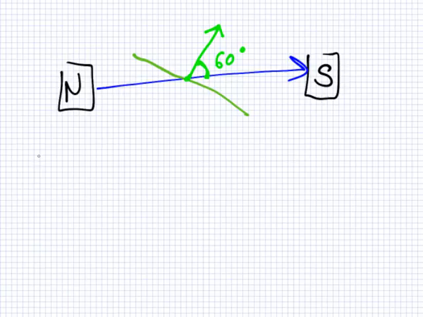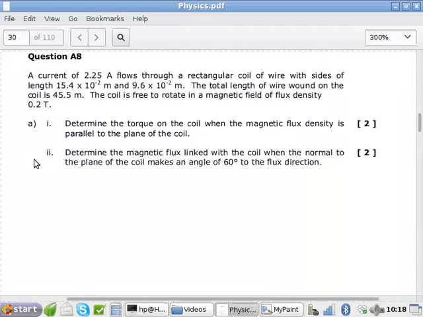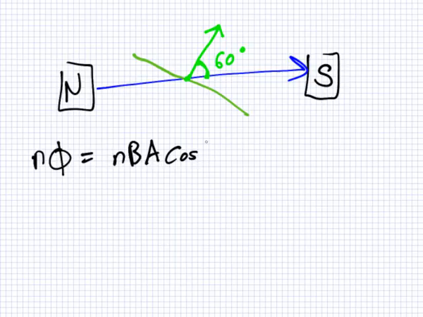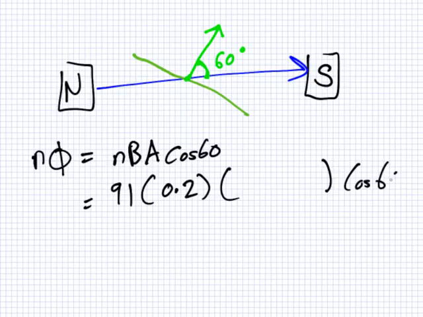So you remember your formula, the total flux linkage, N flux, which is NBA. Although this one here is at an angle, so we have to stick in our cos 60. Now the N we know, what's the N? 91. The B we know, what's the B? 0.2. The A we can work out, it was the two lengths multiplied together, and then we have a cos 60.